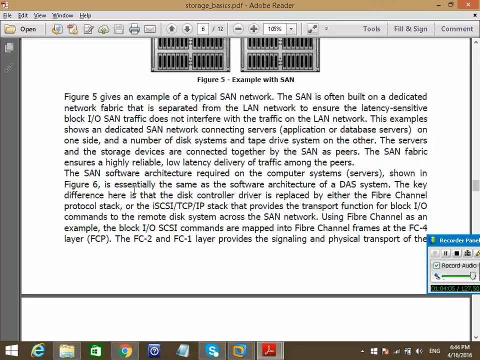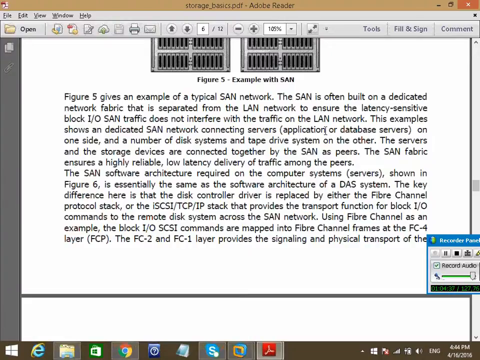SAN, okay. The same thing that I was explaining again. So these examples show a dedicated SAN network connecting servers: an application layer server on one side, and a number of disk systems and tape drive systems on the other. The servers and the storage devices are connected together by a SAN fabric. The SAN fabric ensures highly reliable, low-latency delivery of traffic among the devices.